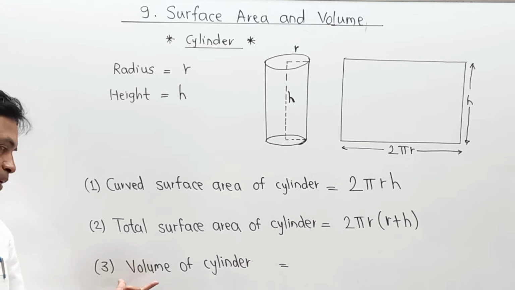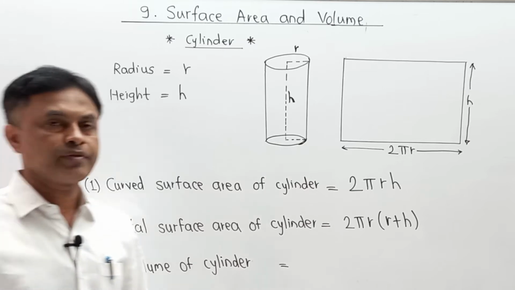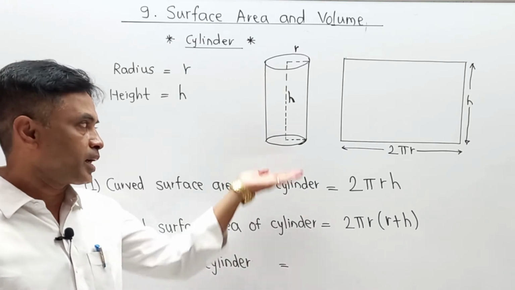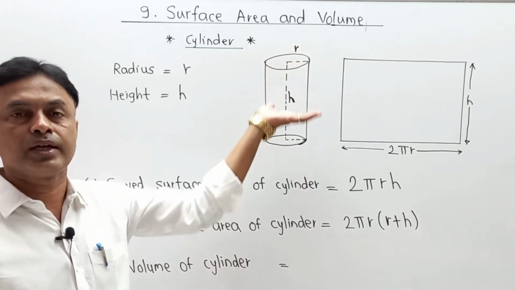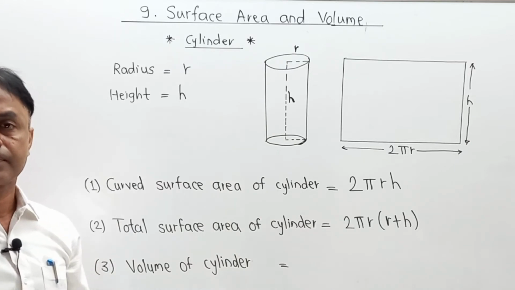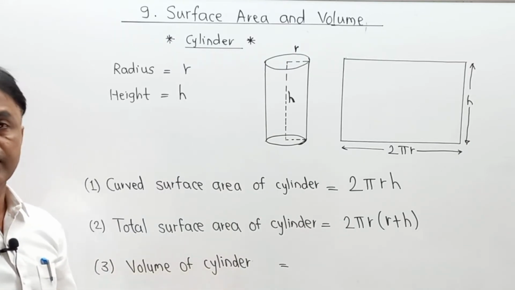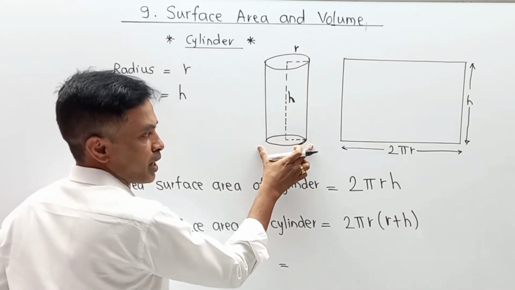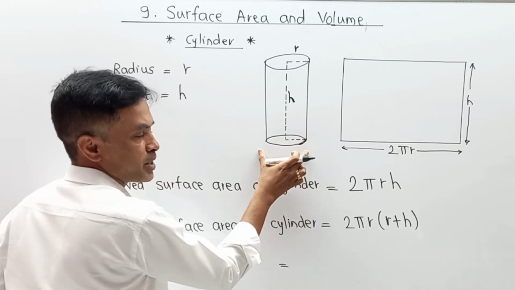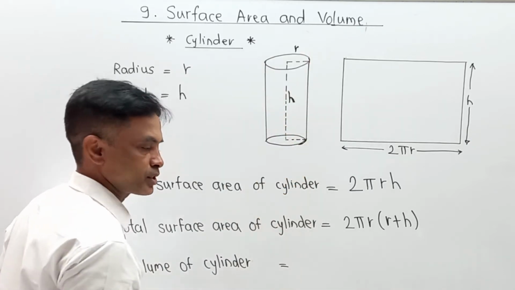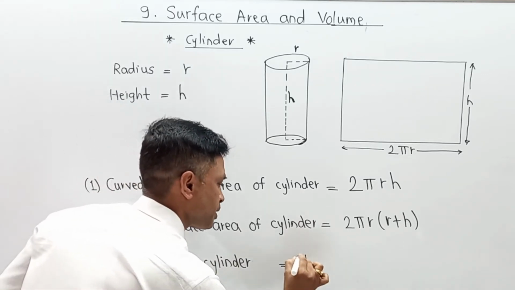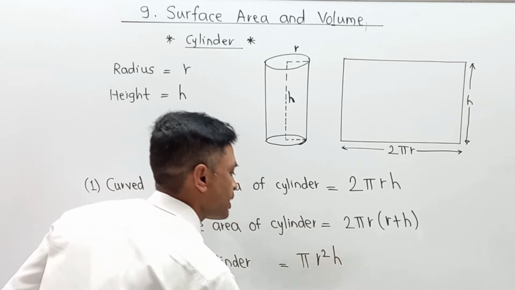Now similarly we have to calculate the volume of the cylinder. What is the logical meaning of volume? If I take any liquid or fluid and fill it into this cylindrical container, how much volume or content of that liquid will get filled? In that case, the volume of a cylinder is nothing but the area of the base into height. The area of the base is pi r square because it is a circle, into height h. So the volume of a cylinder is equal to pi r square h.